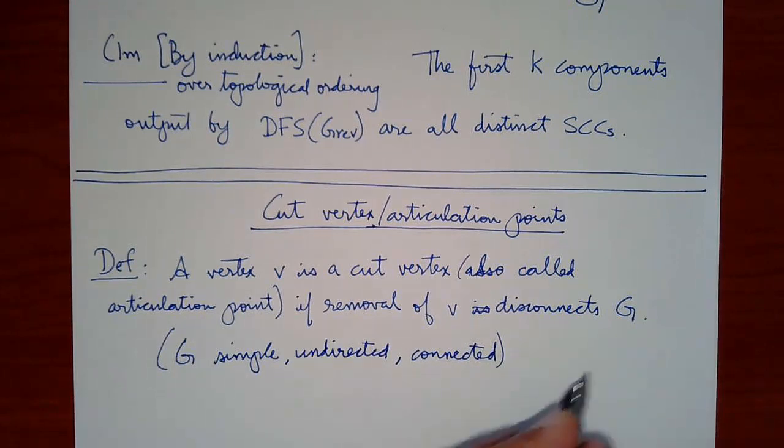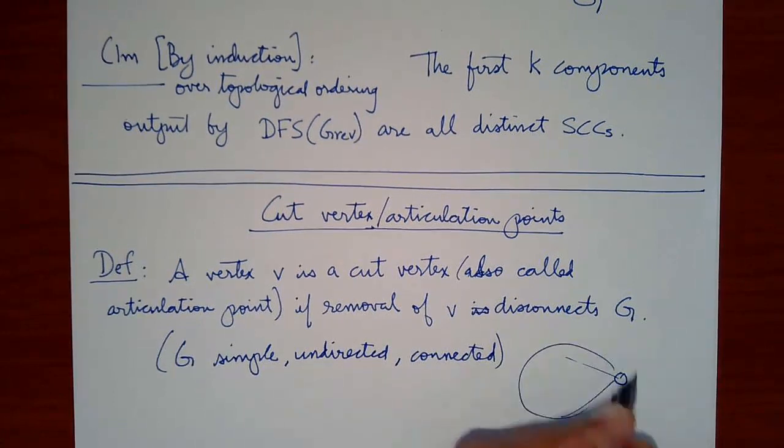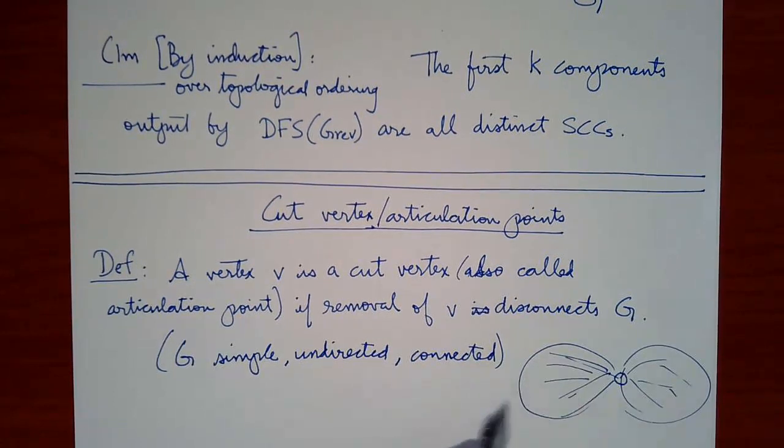the graph. So for example, if you have a graph that looks like this, we've got lots of vertices here and vertices here. There's some connections in here and some connections in here. If you remove this vertex, then there's no connection between these.